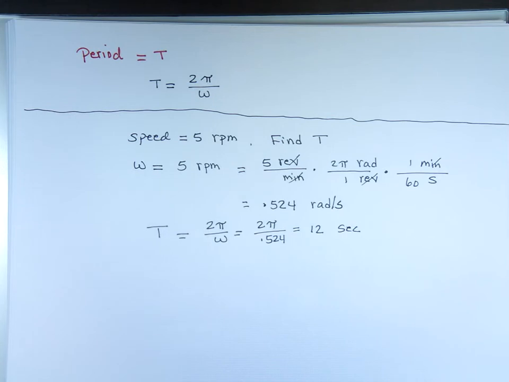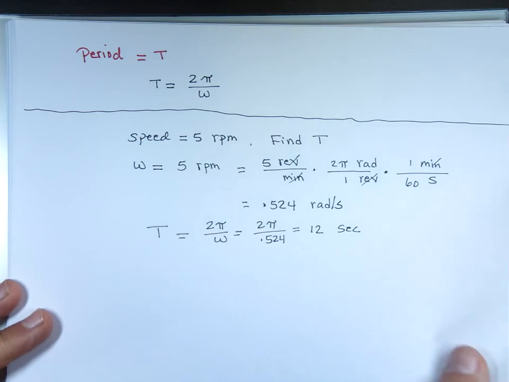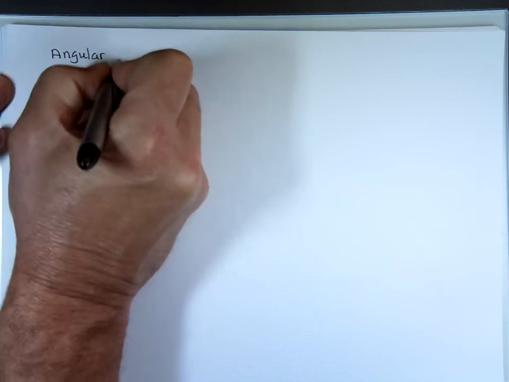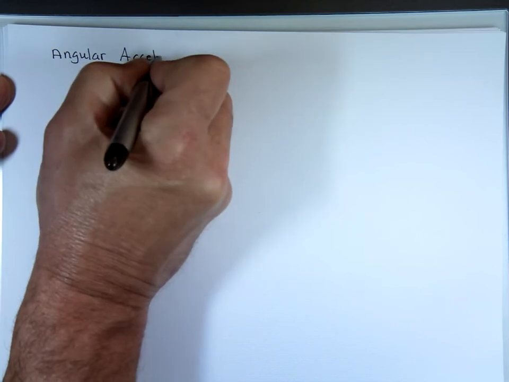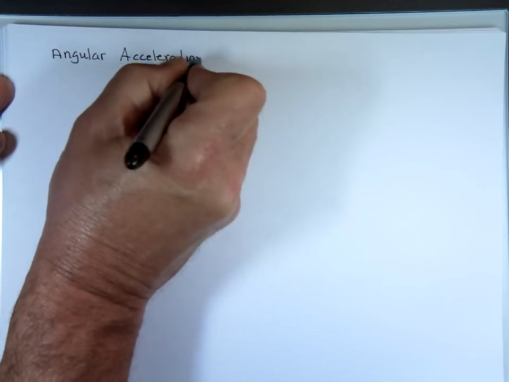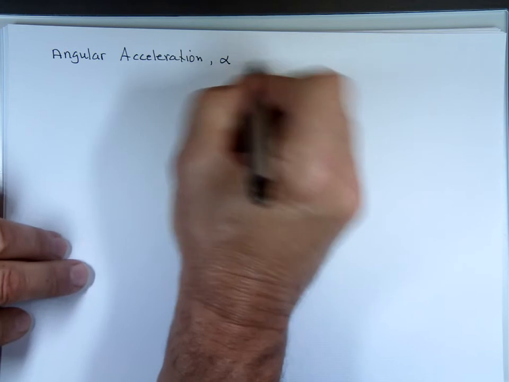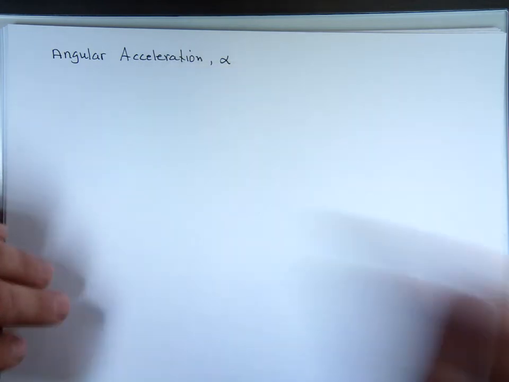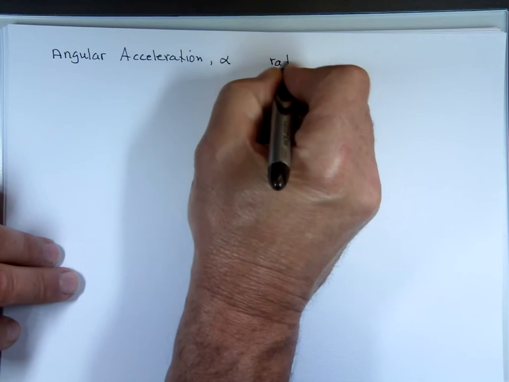So we know what angular position is, that's theta. We know how to measure it. We know what angular speed is, how fast things are spinning in radians per second. And what about angular acceleration? For that we use alpha. Just like the unit for acceleration is meters per second squared, this will be radians per second squared.